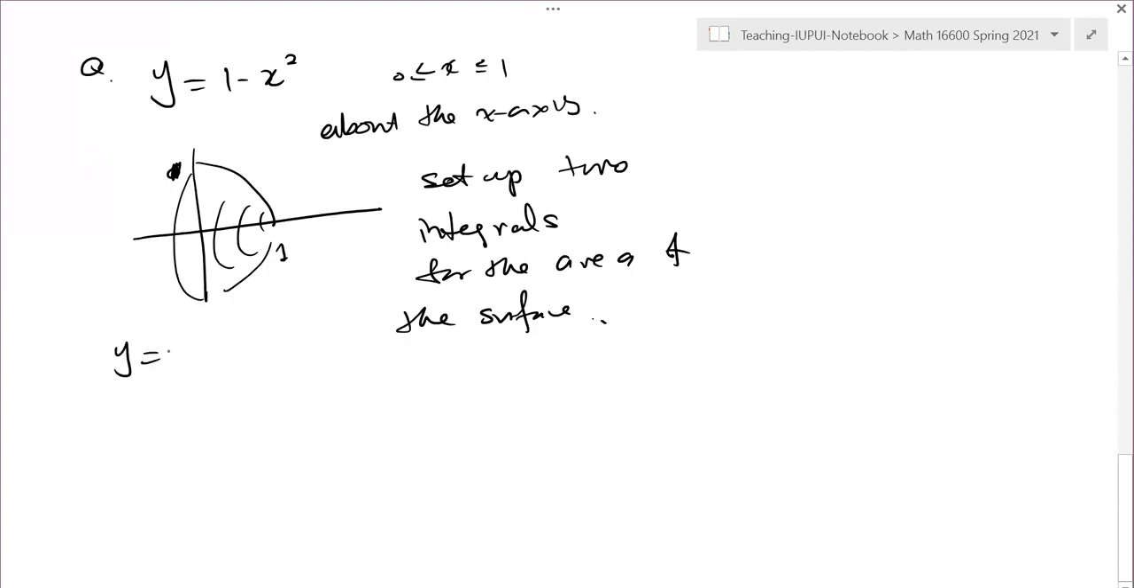Okay, so y depends on x squared. It depends on x, and then x is going to be the square root of 1 minus y. Okay, that's the relationship. And then you solve for x in terms of y, that's what you get.